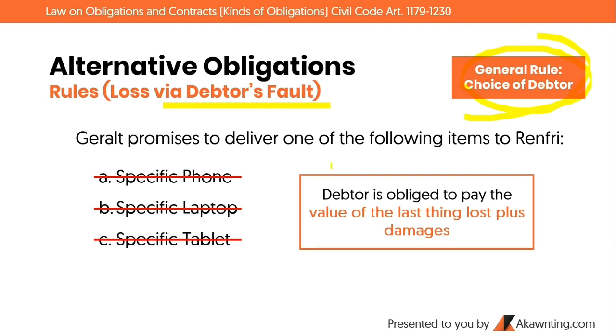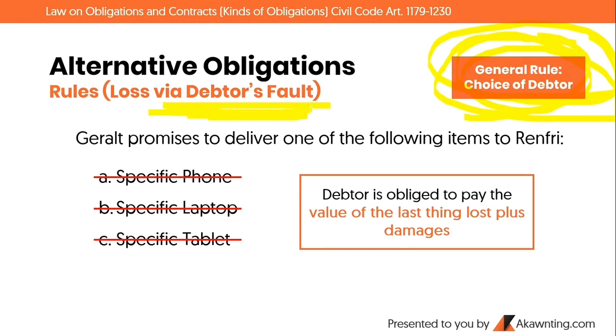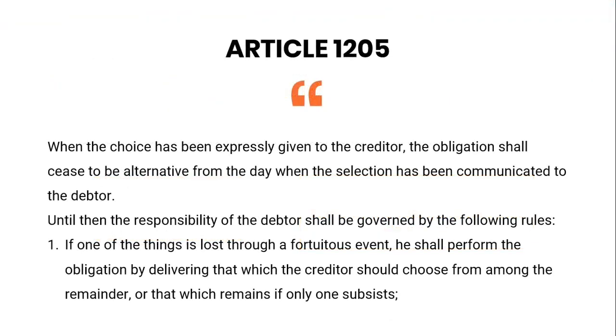Okay? Pero huwag nyo kakalimutan ulit, na nasa general rule pa rin tayo, which is the choice of the debtor, and this is the reason for the loss is via debtor's fault. Okay? So next, punta na naman tayo sa Article 1205.